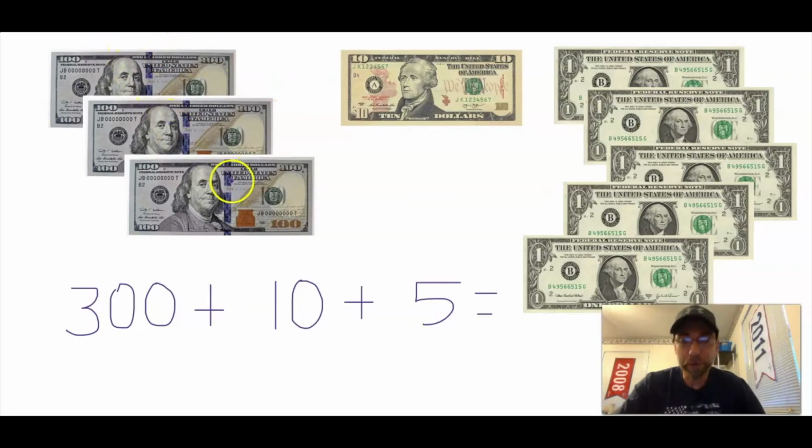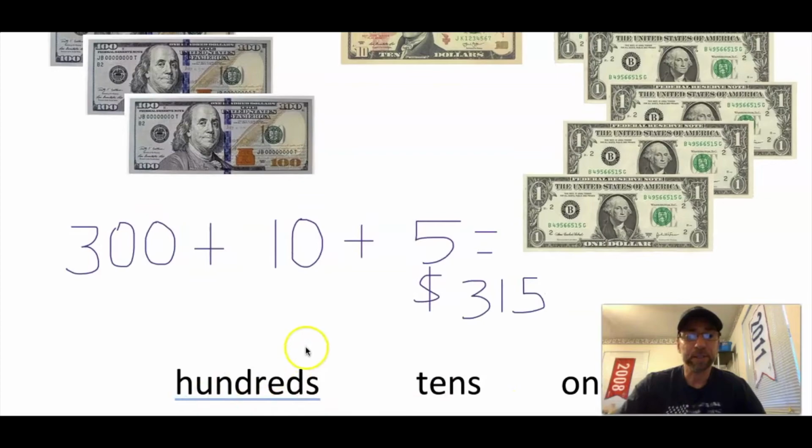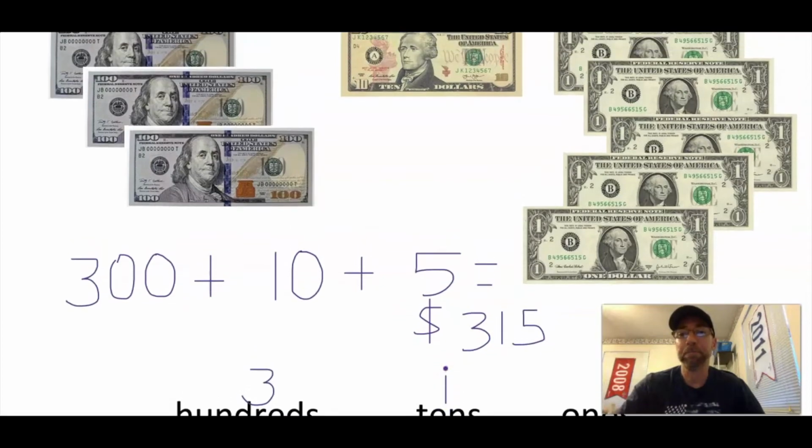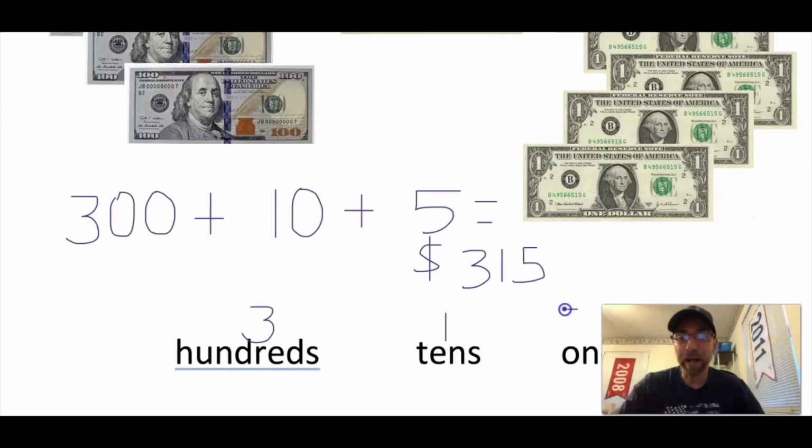100, 200, 300, 310, 311, 312, 313, 14, $315. Now, remember that other way we had talked about, how many hundreds? Well, we had 3 $100 bills. We have one $10 bill. And we had 5 $1 bills. You can almost see we have a 3, a 1, a 5, and there was my money amount. So that will work sometimes too.